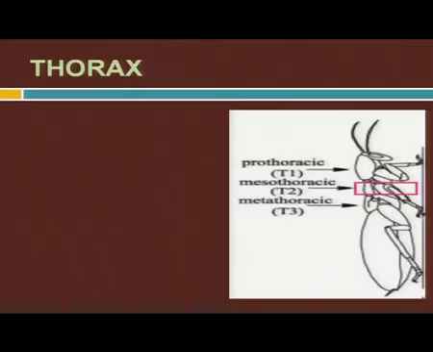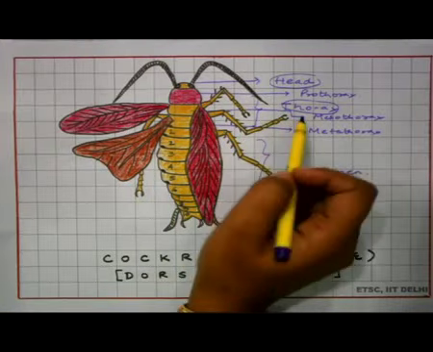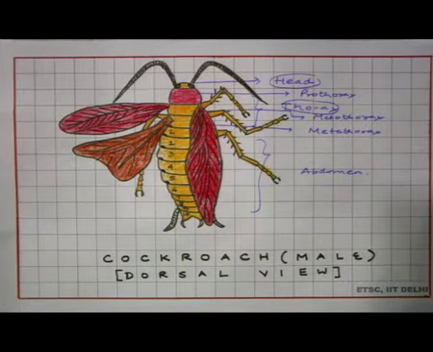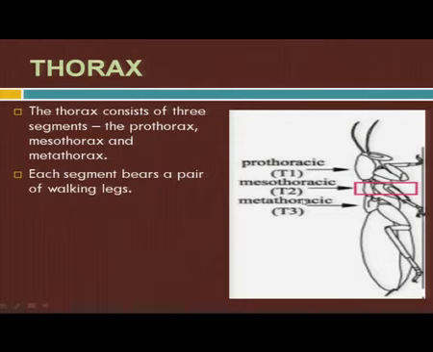So, the thorax is basically the chest region, and again I will take you back to the diagram which I showed you earlier. This one is the basic diagram where I told you that this is the thorax region, and the thorax region can be divided into 3 segments: prothorax, mesothorax and metathorax. Each segment bears a pair of walking legs.